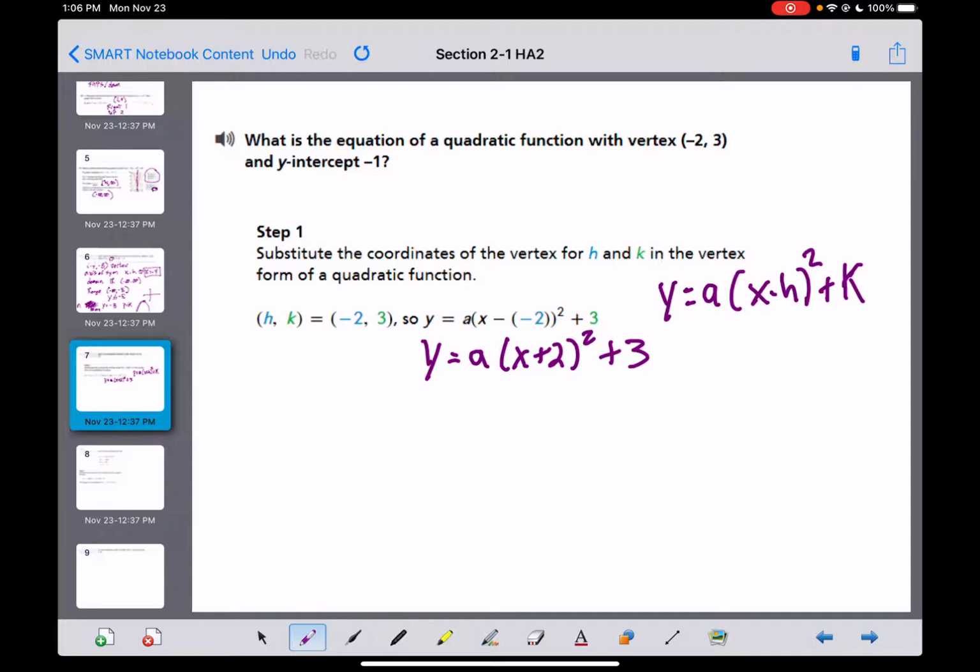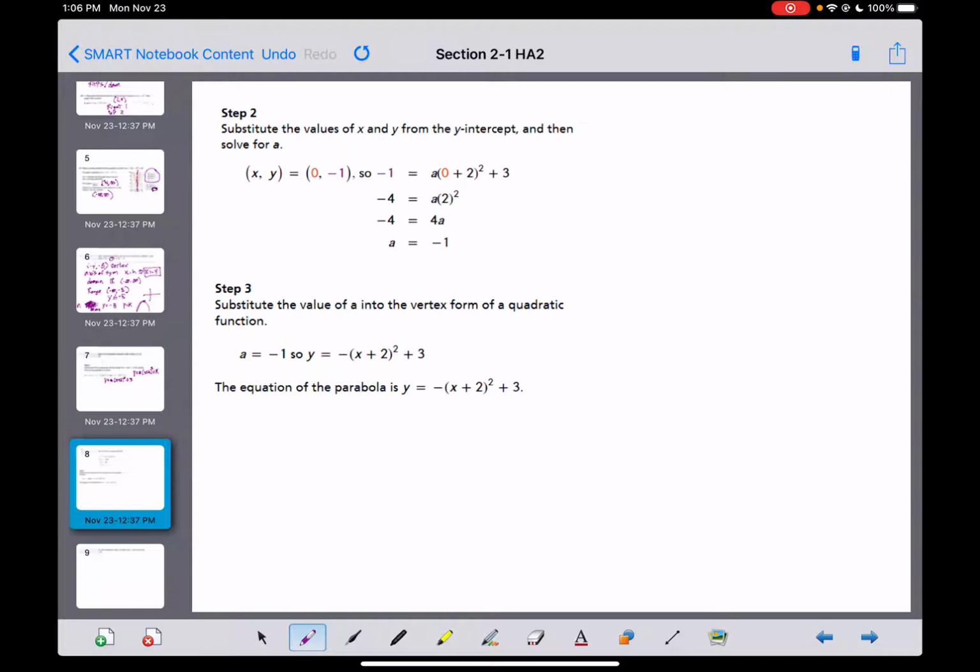Well, is that an equation now? No, it's not, because we've got that a value there. So the next step we have to figure out is, how are we going to take care of that a value, and how do we find a point to put in for it? Well, here then becomes step two. Step two then, we've got an x and y value. They give it to us.